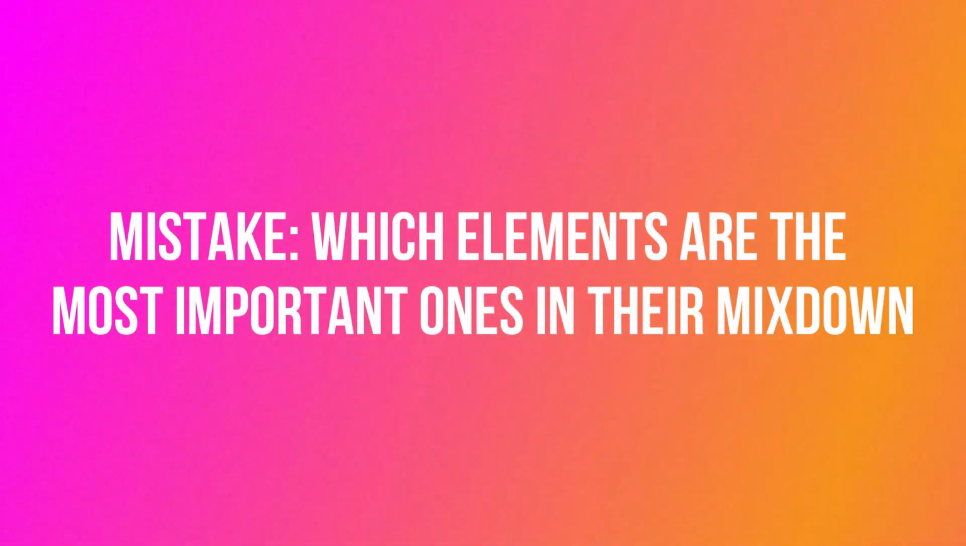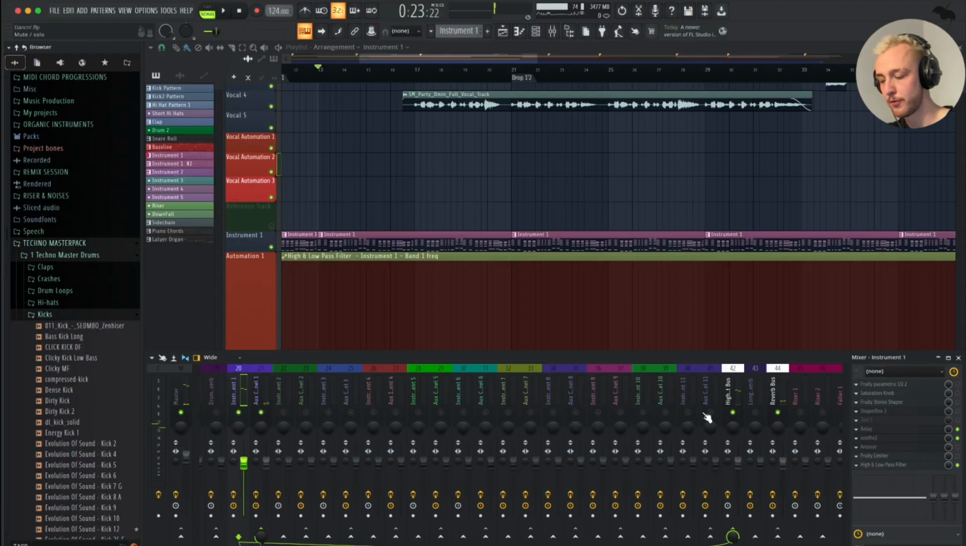Another mistake I see a lot of house music producers make is that they're not deciding which element is the most important one. For example, we have the organ bass, but we also have the vocal.